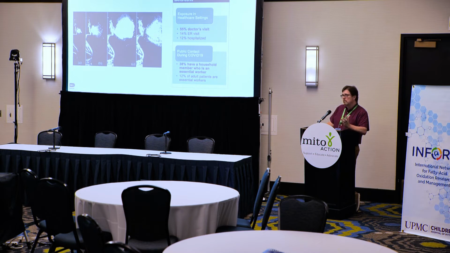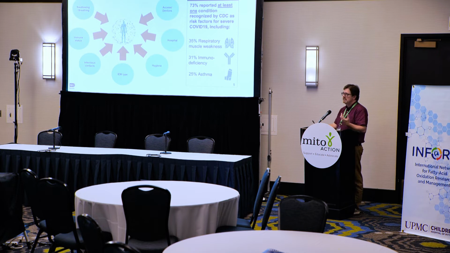With regards to public contact, 38% of our families had a household member who was an essential worker, so for their work they have to go out and face the public. This is a risk factor for bringing it back into the house. We wanted to study that, and I'll tell you about some serologic studies we did later. 12% of adult patients were actually essential workers. So almost 40% overall had at least one person in the house, and about 12% of the adults that we looked at were essential workers. These are risk factors for bringing the infection into the house, and not just COVID, any kind of infection.